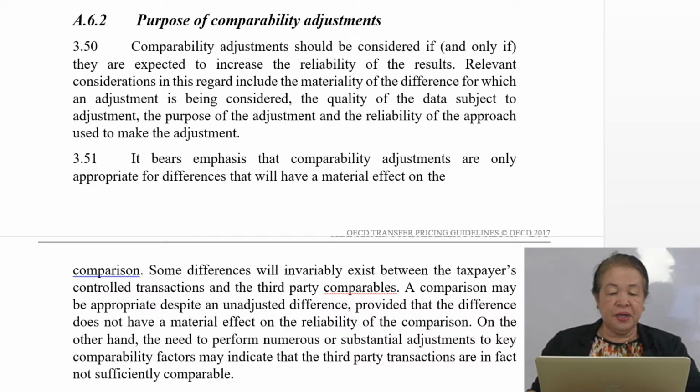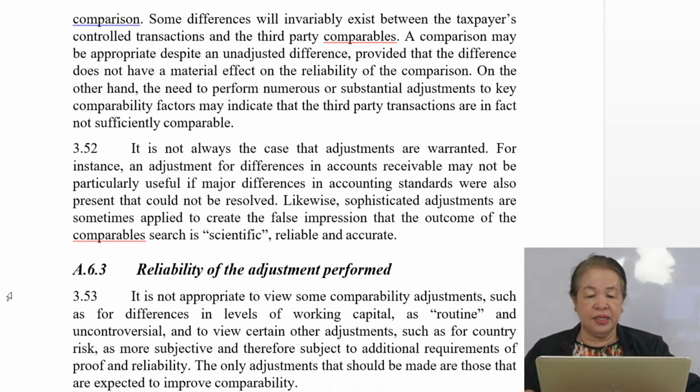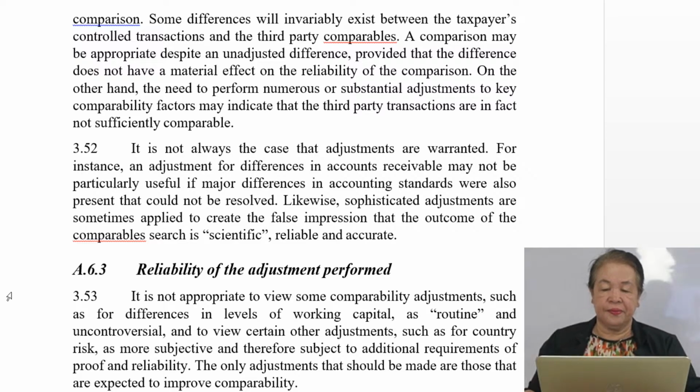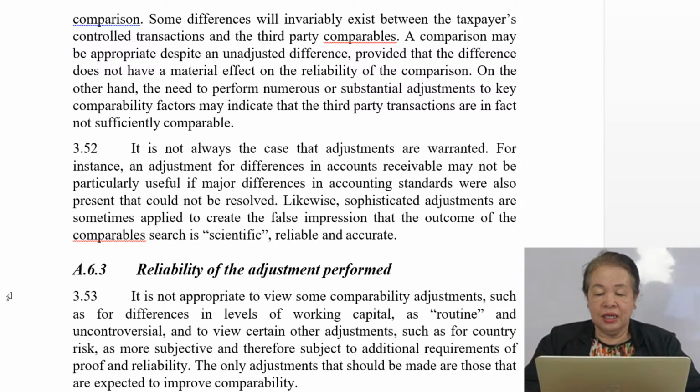Okay. So it bears emphasis that comparability adjustments are only appropriate for differences that will have a material effect on the comparison. No? Some differences will invariably exist between the taxpayer's control transactions and the third-party comparables. A comparison may be appropriate despite an unadjusted difference, provided that the difference does not have a material effect on the reliability of the comparison. Kasi, kung yung comparison na yun, hindi mo na siya i-adjust, hindi naman siya mag-affect dun sa reliability. No? Kaya hindi mo na kailangan mag-adjust.